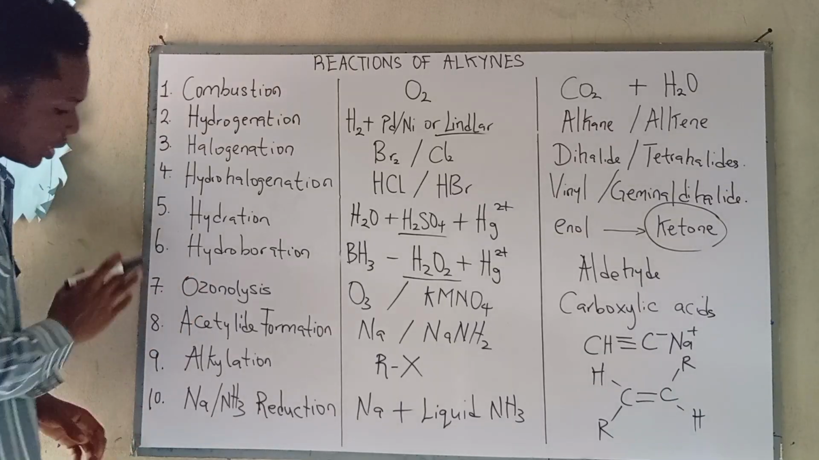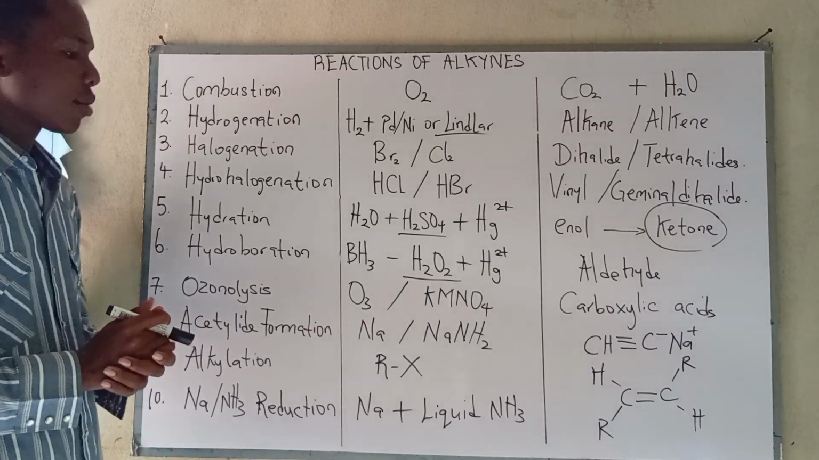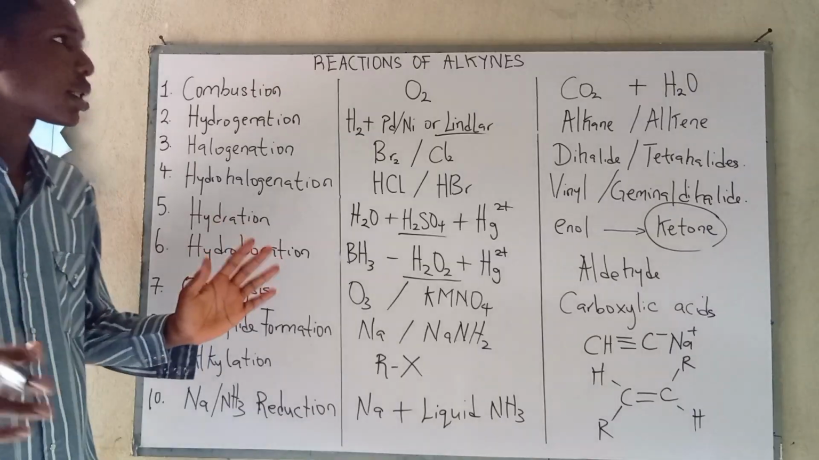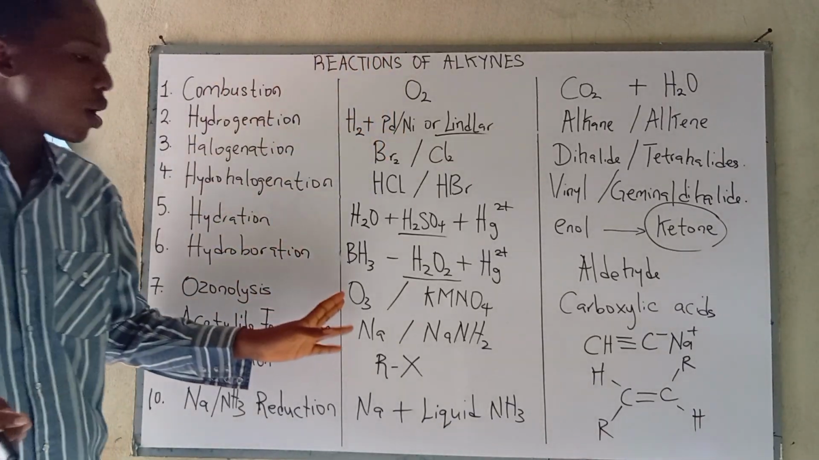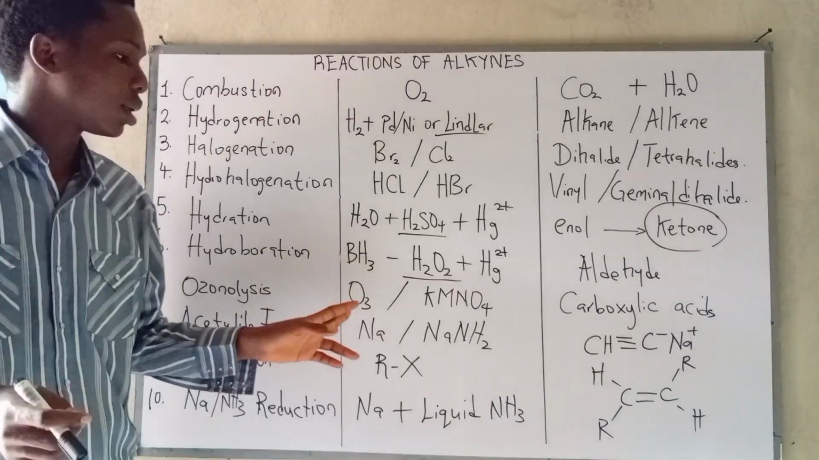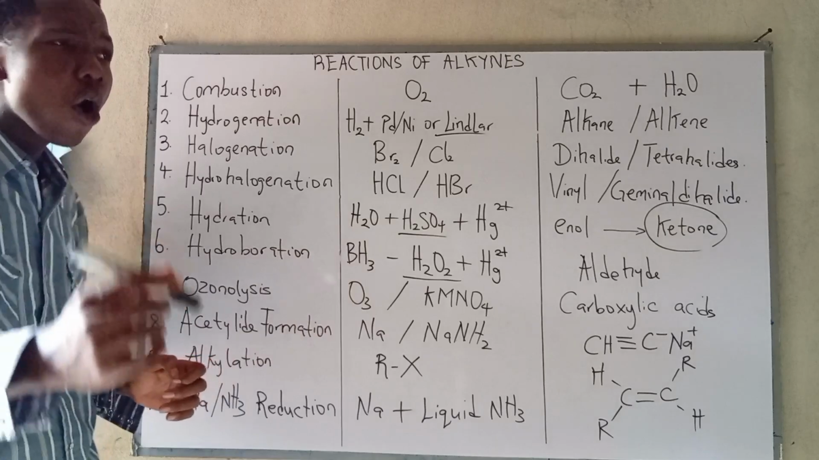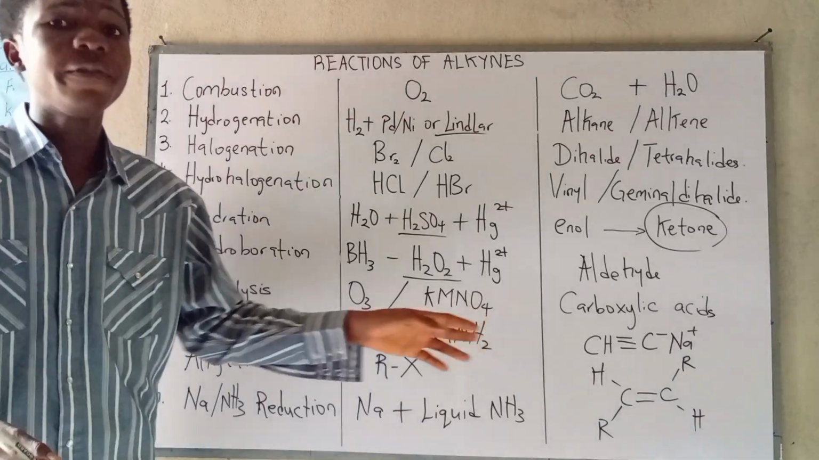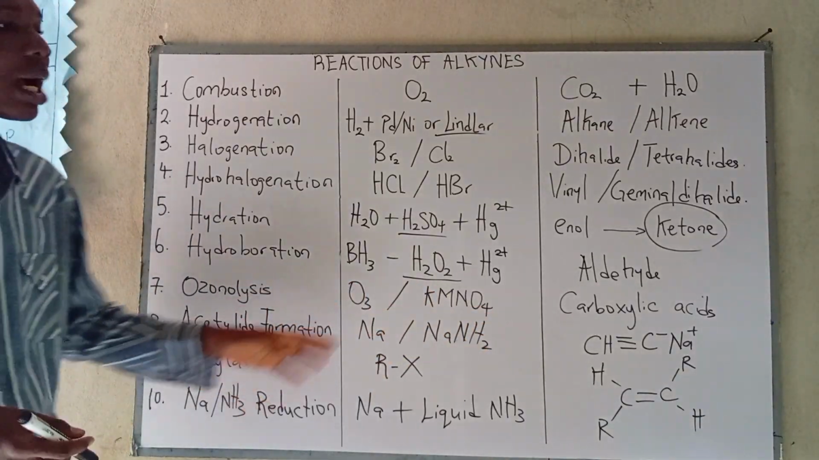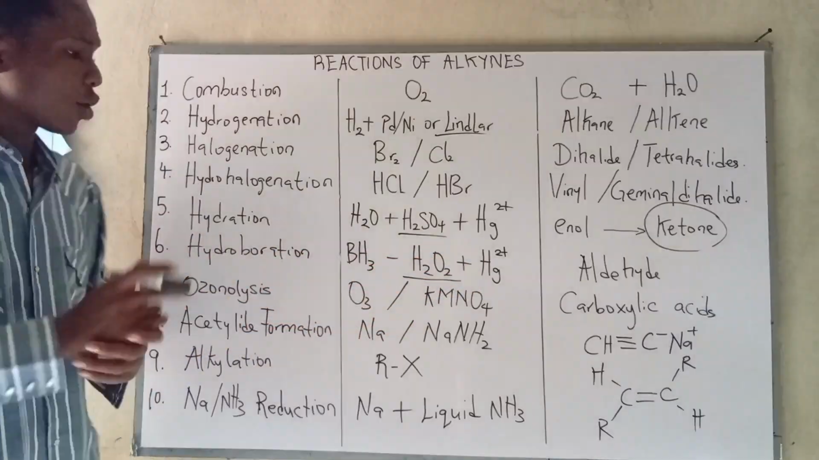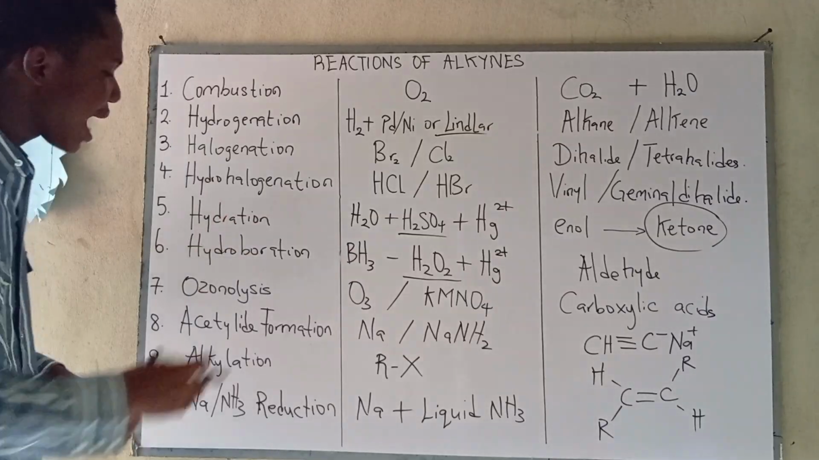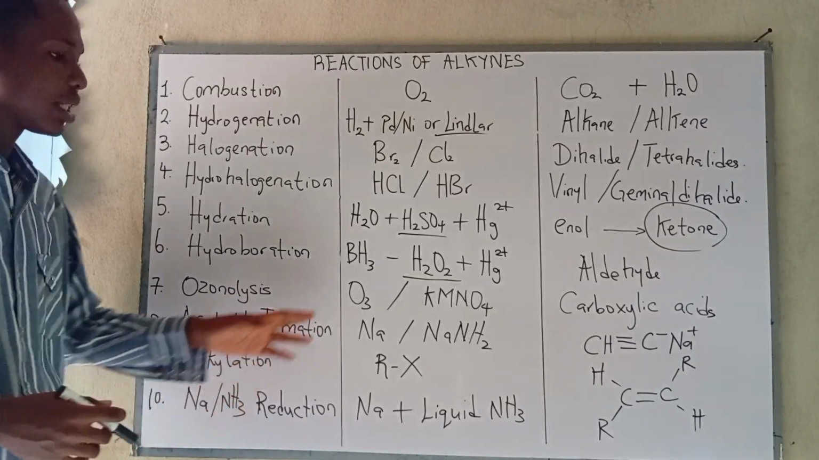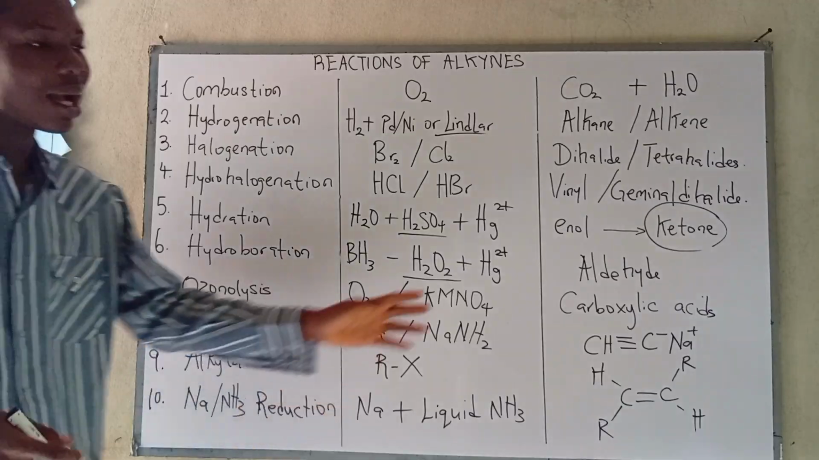Now, number 7, ozonolysis. This ozonolysis is very, very simple. There is not too much talk about it. An alkyne reacts with ozone or potassium permanganate. If you react with this, it will give us a carboxylic acid, but there is a condition for this. It's actually an oxidation reaction. We oxidize our alkyne to give us our carboxylic acid.